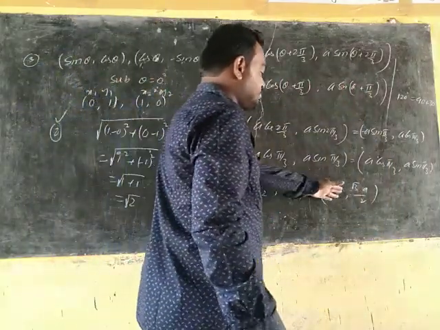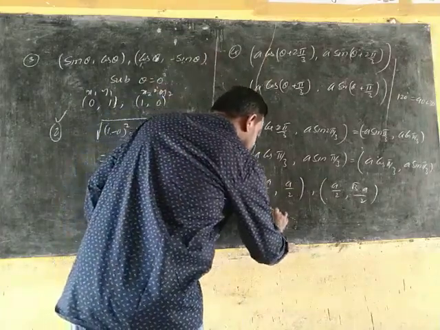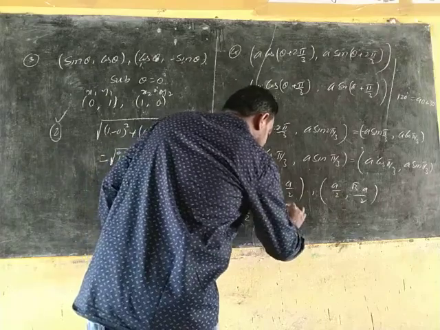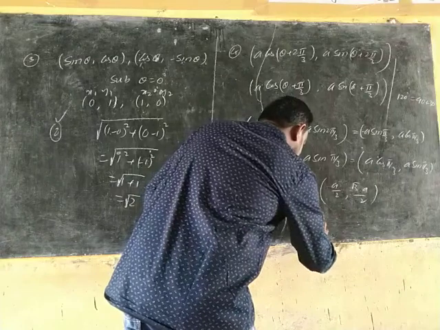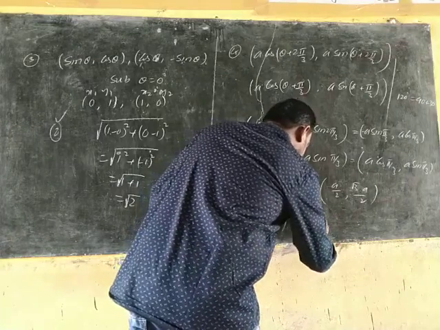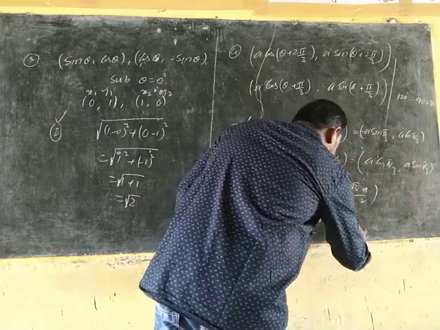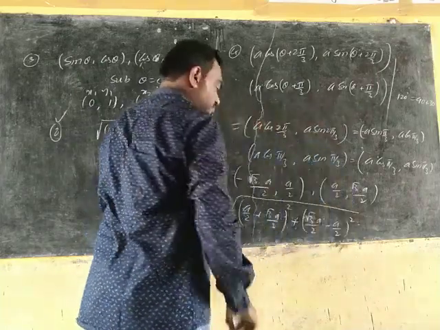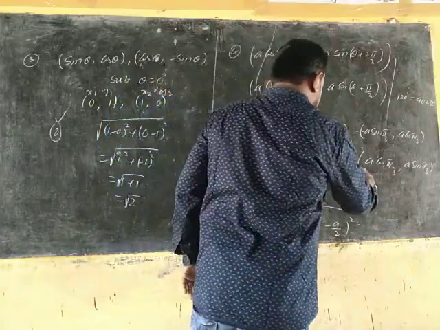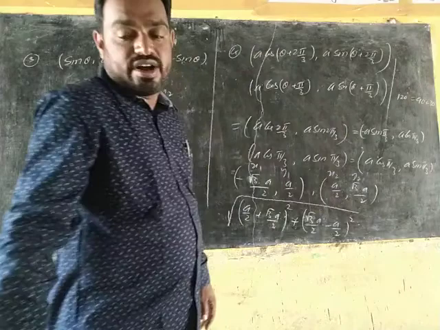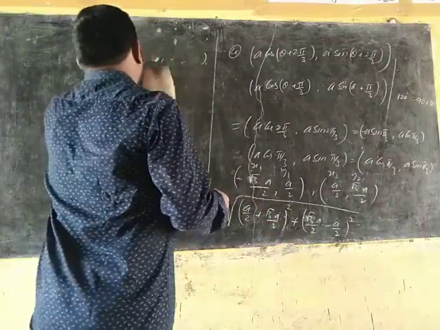x2 minus x1 whole square, that is a by 2 plus root 3a by 2 whole square, plus y2 minus y1 whole square, root 3a by 2 minus a by 2 whole square, under root. x2 minus x1 whole square plus y2 minus y1 whole square.